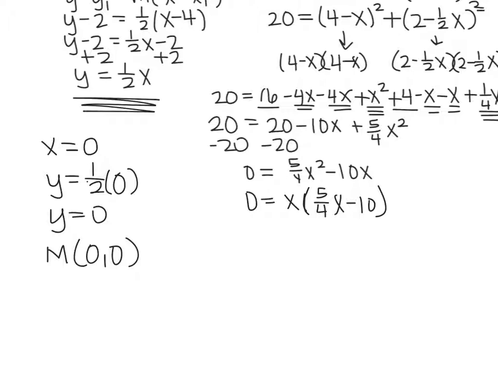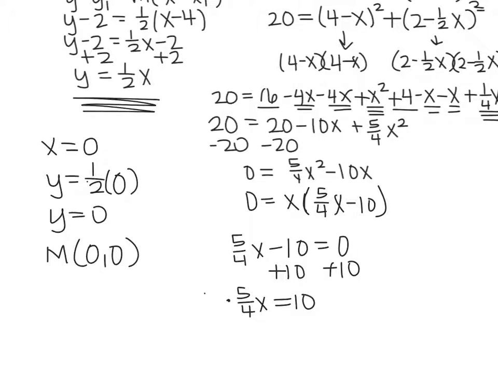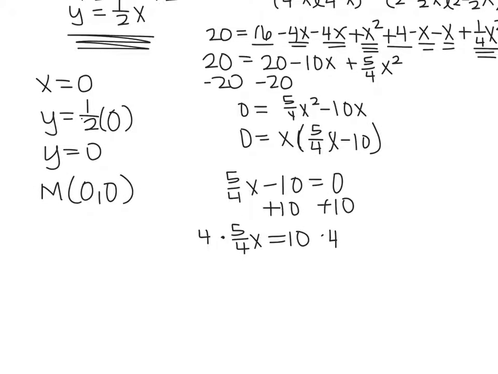It's not the only possibility though, because we still have this 5/4 x minus 10. That could also equal 0. So when I solve for x, my first step is going to be to add 10. So we get 5/4 x equals 10. Then to solve for x, our first step is to multiply both sides by 4. We get 5x equals 40. Then when we divide by 5, we get x equals 8.